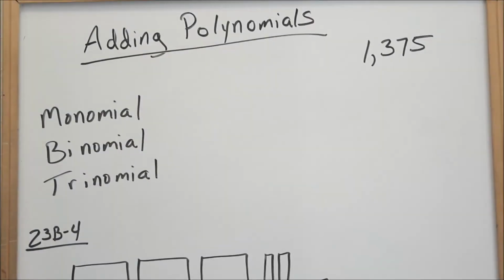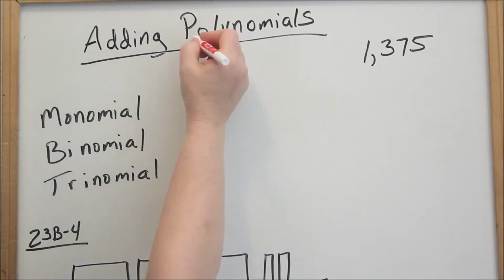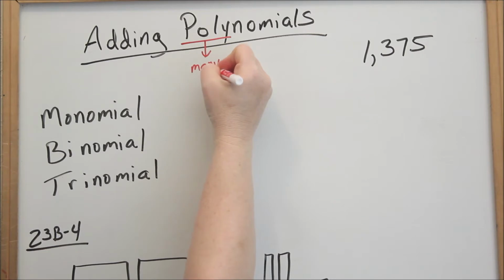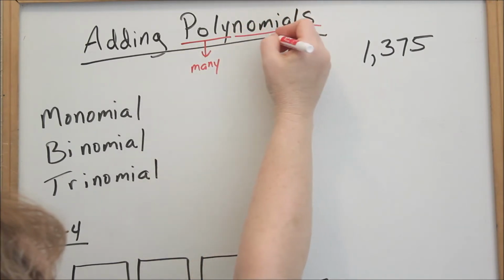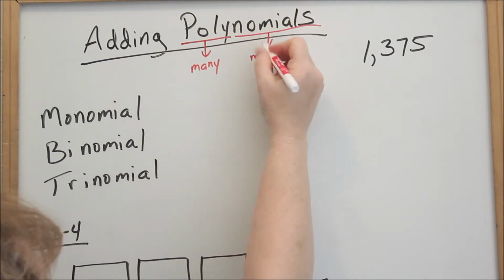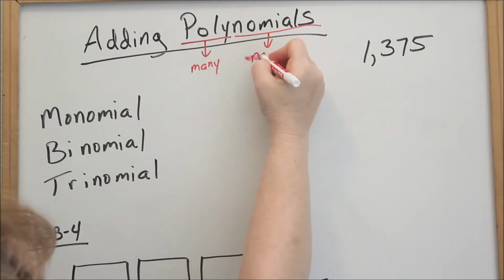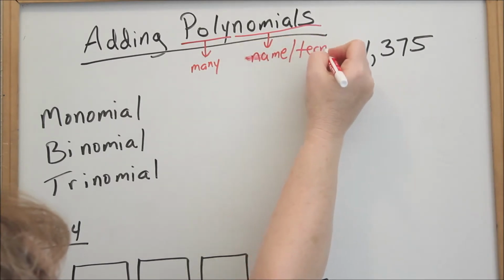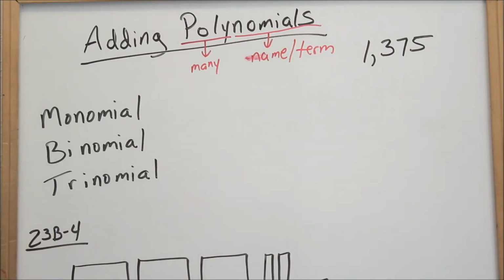Okay, today we're doing adding polynomials. The prefix poly means many. Nomials means name, or you'll hear me say the word term. Many terms, many names, many terms. Okay, I'll talk in a minute about what a term is.